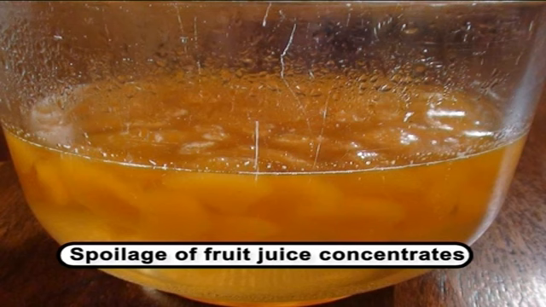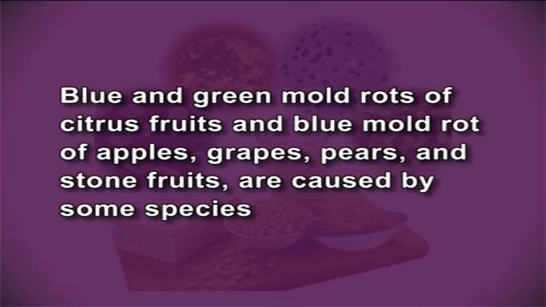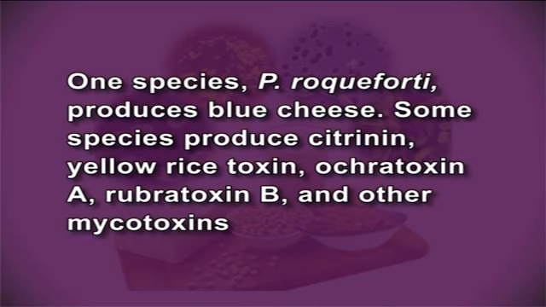Penicillium. It has been involved in the spoilage of fruit juice concentrates. It produces heat resistant spores. Typically, colors on foods are blue to blue green. Blue and blue green mold rots of citrus fruits and blue mold rot on apples, grapes, pears and stone fruits are caused by some species. One species, Penicillium roqueforti, produces blue cheese. Some species produce citrinin, yellow rice toxin, ochratoxin A, rubratoxin B and other mycotoxins.